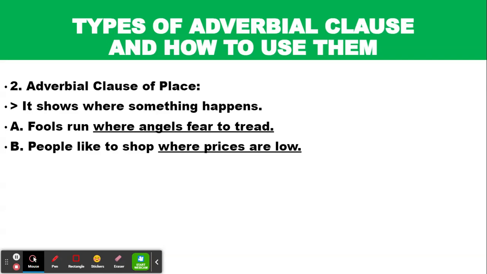Example B, people like to shop where prices are low. Okay, so we can say people like to shop here. To shop here. Where? Here or there. People like to shop there. And if you point to a particular place where people like to shop, here and there are adverbs of place.